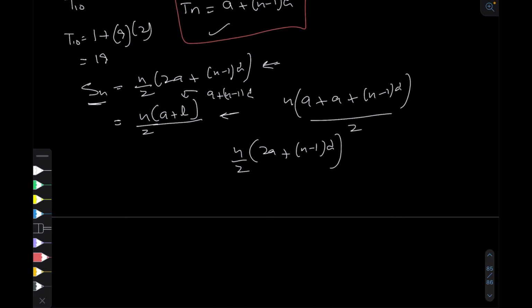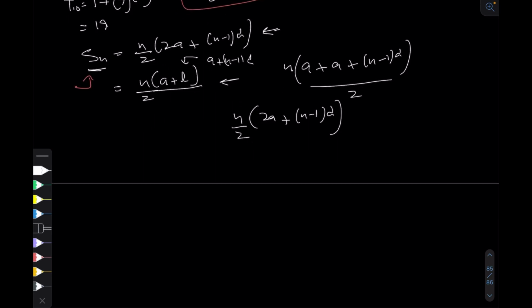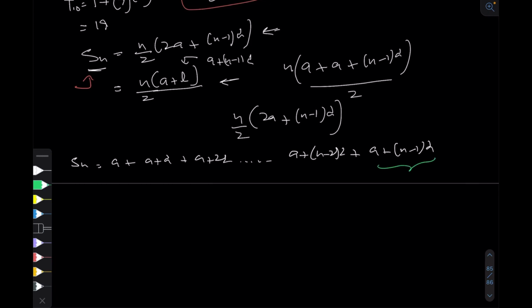So let's try to make sense of the sum formula too, like we did for the term formula. So Sn basically means a plus a plus d plus a plus 2d, and all the way till a plus n minus 2 d plus a plus n minus 1 d, right? Now, of course, I can rewrite this last term as l, because l is my last term and l is also a plus n minus 1 d.